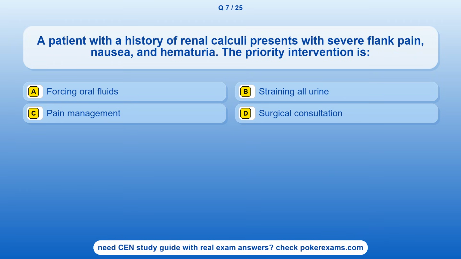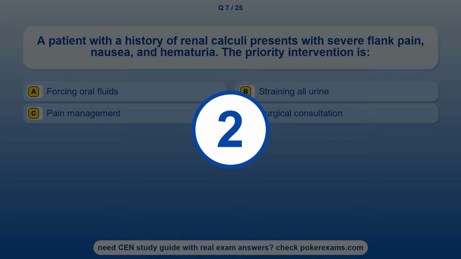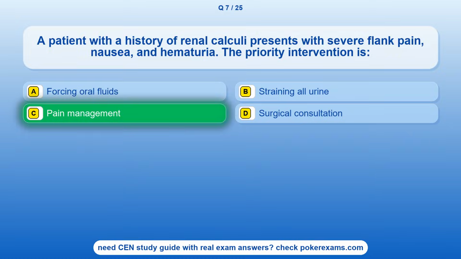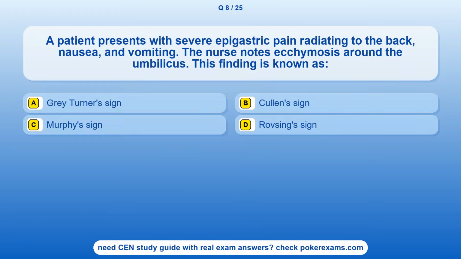Question 7. A patient with a history of renal calculi presents with severe flank pain, nausea, and hematuria. The priority intervention is Option A. Forcing oral fluids. Option B. Straining all urine. Option C. Pain management. Option D. Surgical consultation. The correct answer is option C. Pain management.